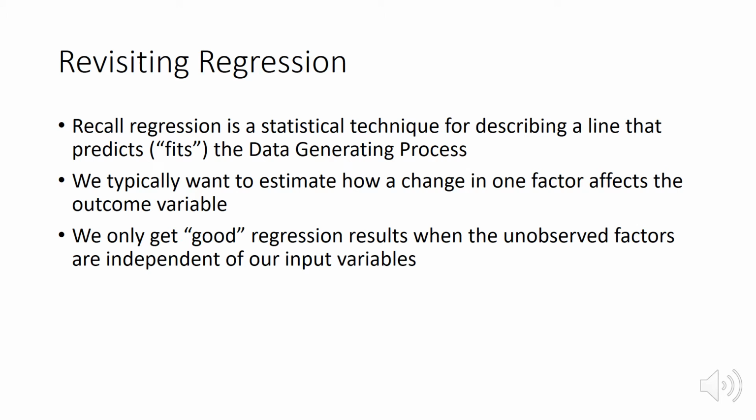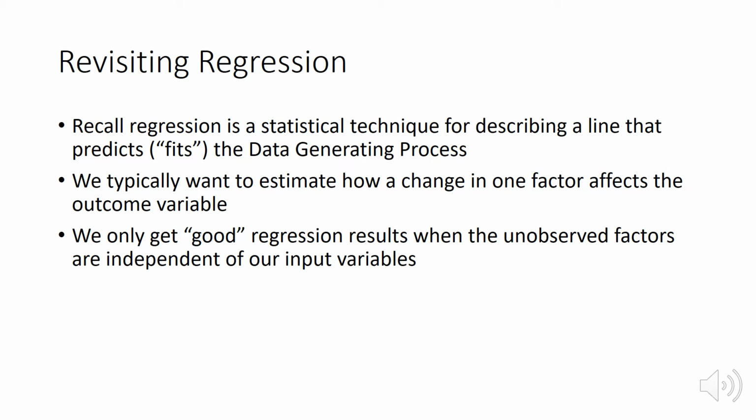Now, in order to understand this impact, we have to interrogate the assumptions of a regression. And what we found when we were talking about regressions in general was that we only get good, and I have good in quotes there, we only get plausibly causal regression results when unobserved factors are independent of our input variables. And again, that's really verbose, it's really kind of jargony, but let's keep going back to this example of class size, right? Because we had a lot of unobserved factors when it comes to class size.